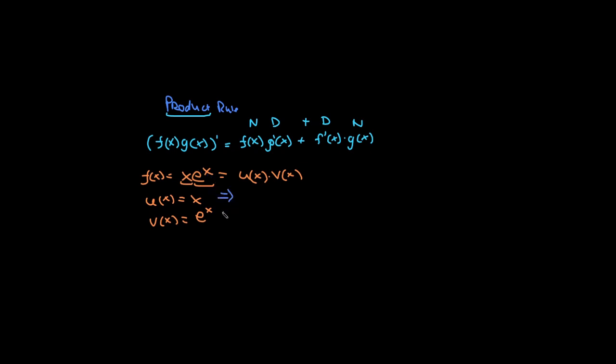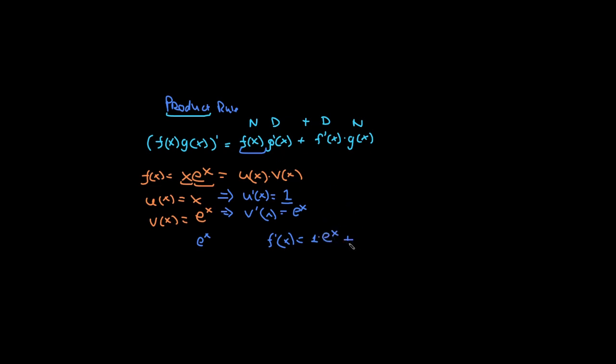That's a lot easier. The derivative of u of x is just 1. And the derivative of v of x, as we saw last video, pretty much the defining property of e to the x is that it is its own derivative. So that's just e to the x. Now we can simply plug it into the formula. The derivative of the entire function x e to the x is going to be the first function, u, times the derivative of the second function, e to the x.